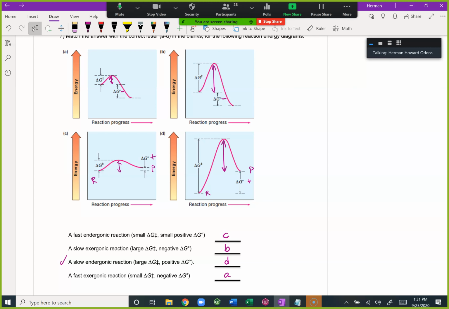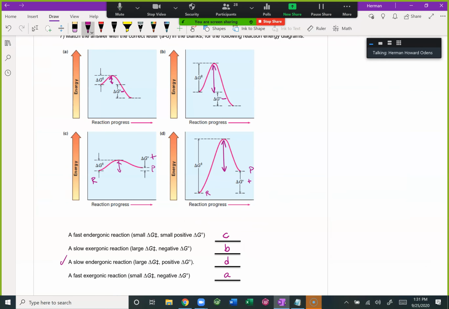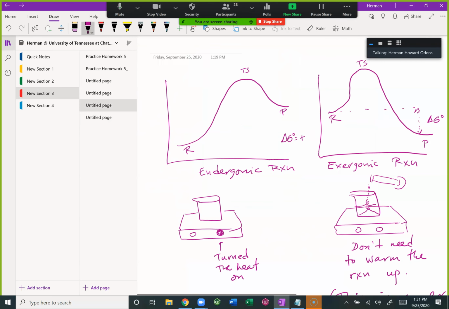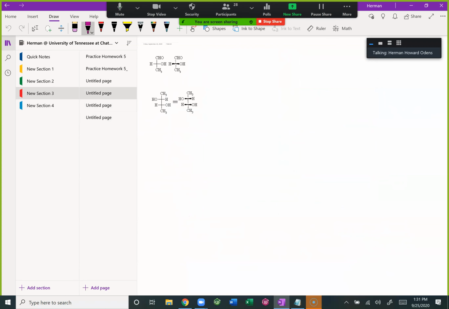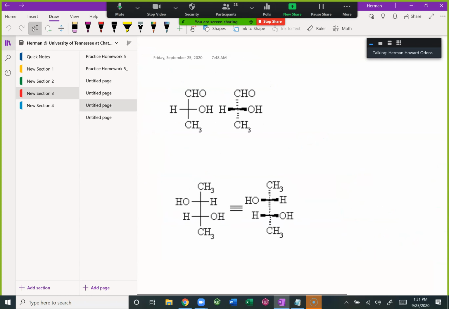I noticed that on the lab reports, you guys are not really getting the concept of R and S on the Fischer projections. So I decided to bring that out today. Not that, not there. There. So I'm gonna open a new one here.